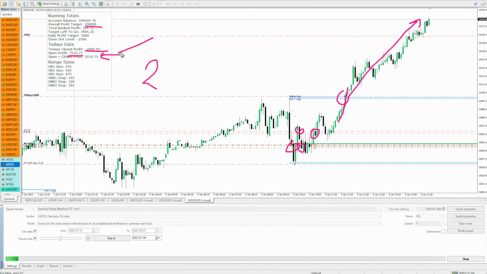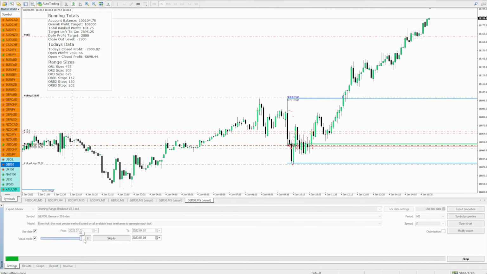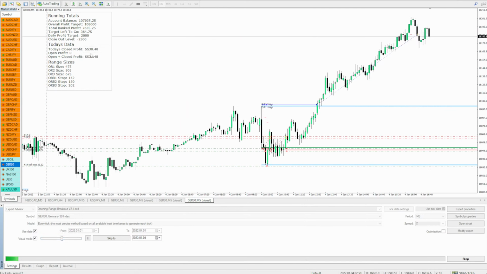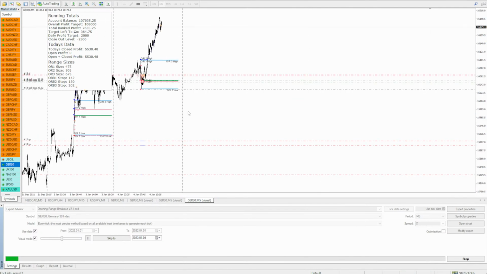We're on day 2. We've hit target day 2, pretty much. We're not far off, are we? Let's let the trade play out and see what it does. I think it pulls back from there, doesn't it? There we go. So we managed to close out 5,500. So we've banked now 7,635 in 2 days.